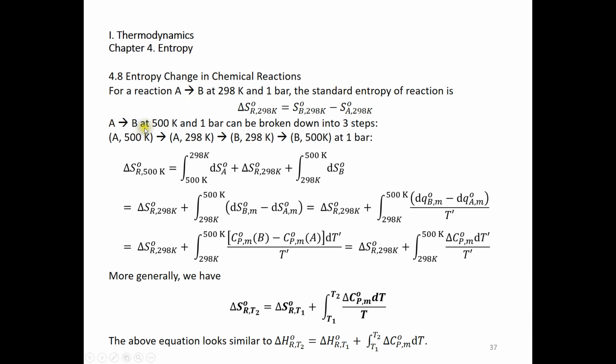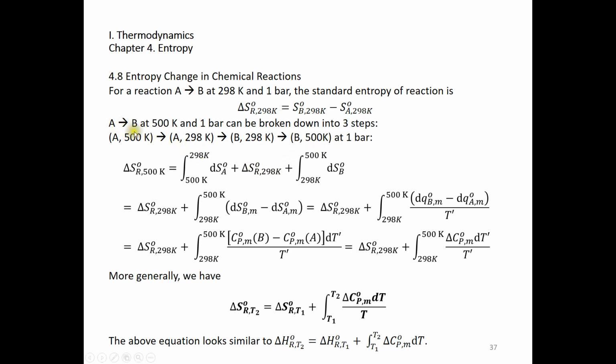Well, we can just break down this chemical reaction at 500 Kelvin into 3 steps. The first step, A at 500 Kelvin, we change it to A at 298 Kelvin, and then we allow the reaction to proceed at room temperature to get B. And then finally we convert B at 298 Kelvin to B at 500 Kelvin. We make sure all 3 steps proceed under the standard condition. That means 1 bar condition.